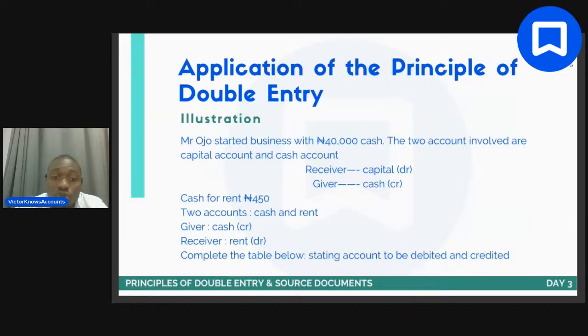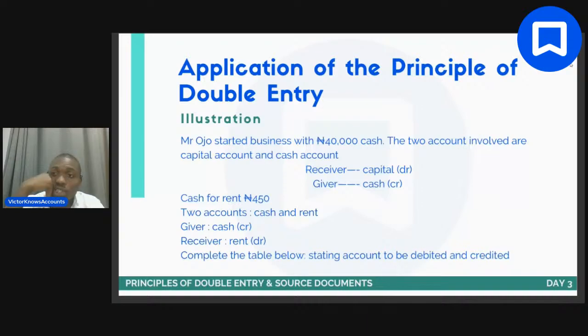Now, before we even go into that, you understand what double entry is, right? We said double entry means that there are 2 accounts always involved in every transaction. 2 accounts, 2 parties always involved in the transaction, and one account must be debited while the other account will be credited. So technically, you debit the receiver and you credit the giver. Debit the receiver, credit the giver.